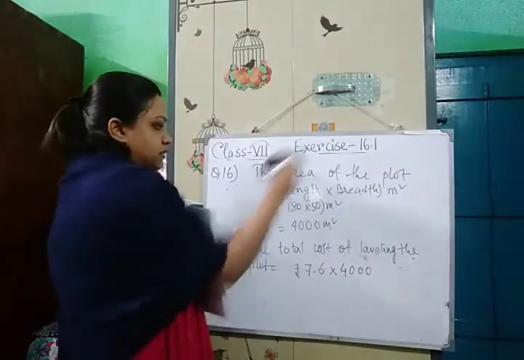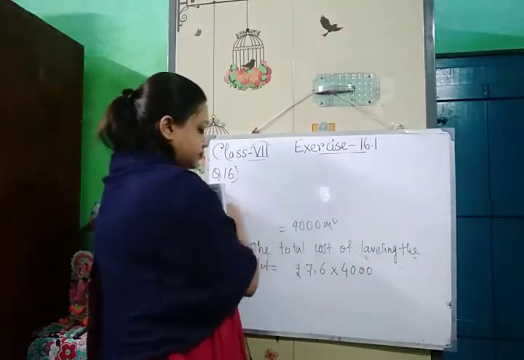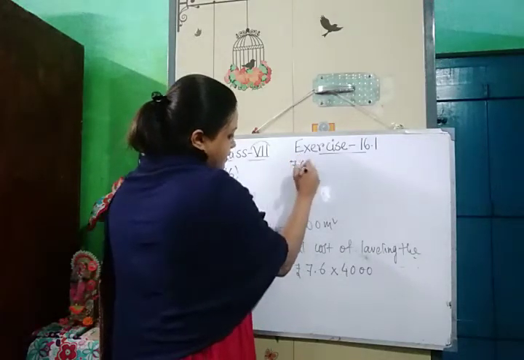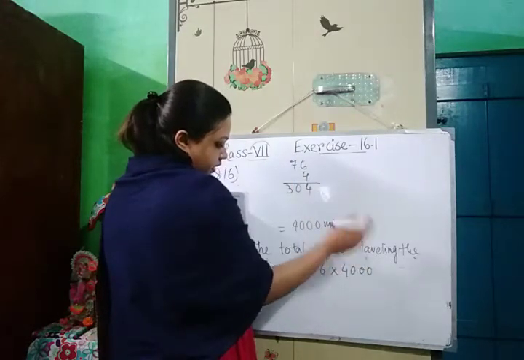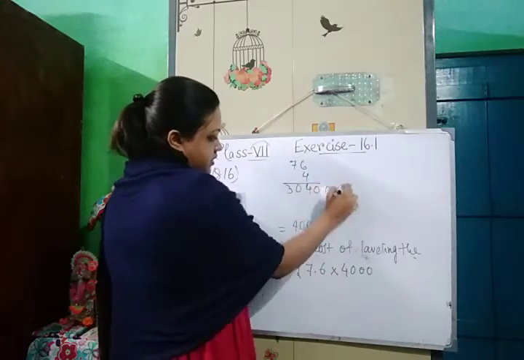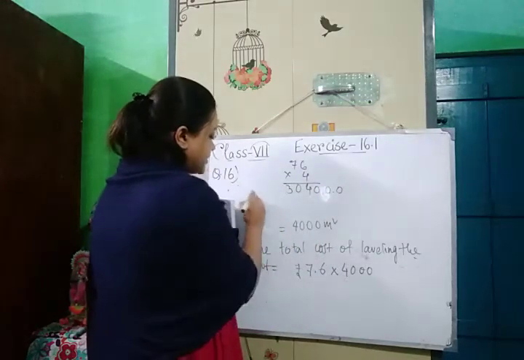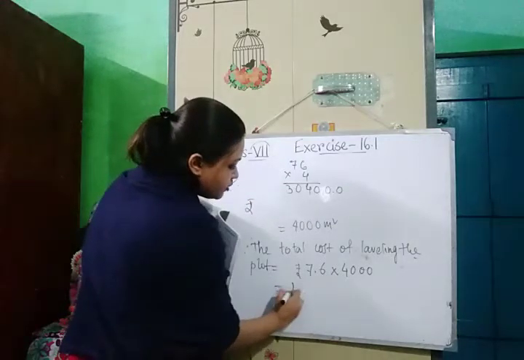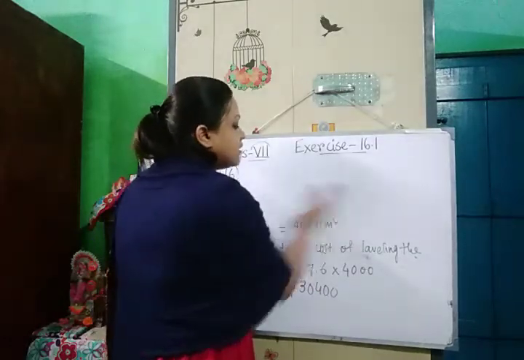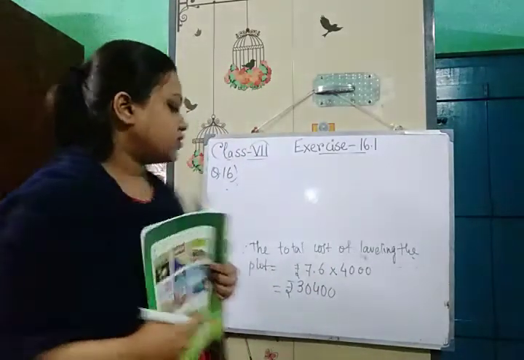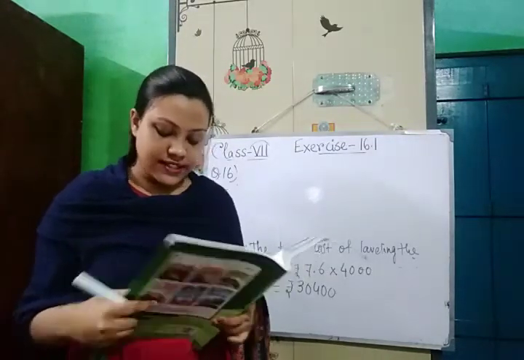So now I am doing the multiplication here. 76 into 4, then after that 3 zeros. So we will put the point here. So that means rupees 30400 is the total cost of leveling the plot. Okay, so this is done.